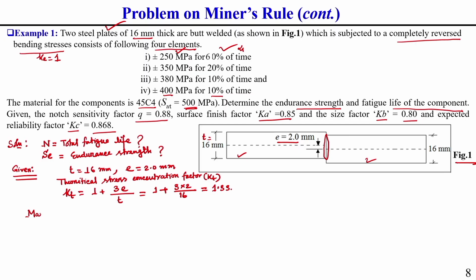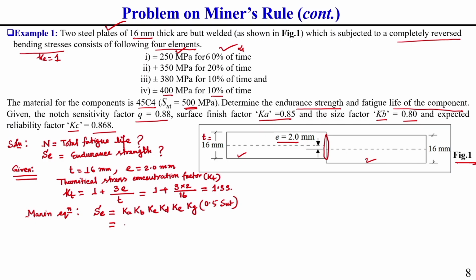Now, we know the Marine equation, which is used for endurance strength calculation. The endurance strength of this component will be determined by modifying factors, that is Ka, Kb, Kc, Kd, Ke, Kg into 0.5 into ultimate strength. We know this formula, the Marine equation, so I am not going further to explain these things.